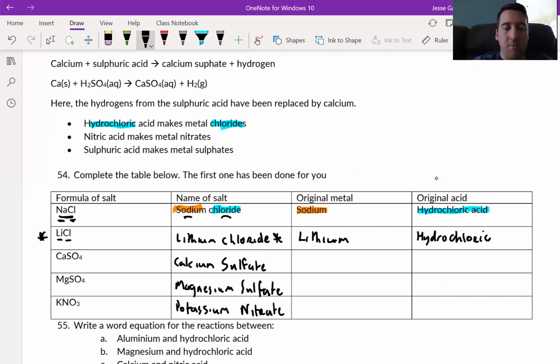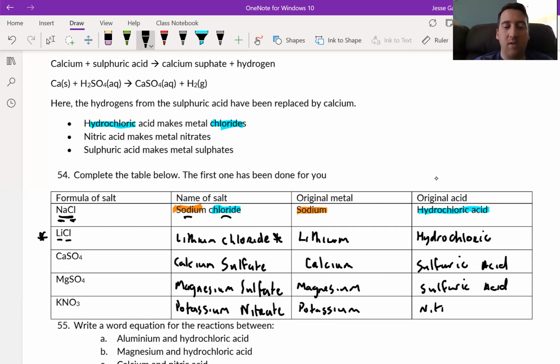All right, so the original metal here would have been calcium, is the metal. And if it's a sulfate salt, then it would have had to be sulfuric acid. If you got that right. The next one would have been magnesium as the metal. And if it's a sulfate salt, it would have been sulfuric acid. And if it's potassium nitrate, then it's potassium as the metal. And nitric acid was the acid.